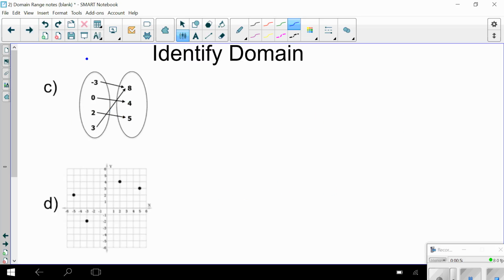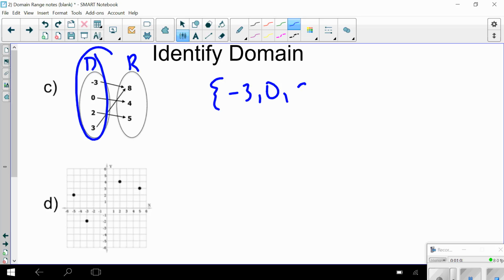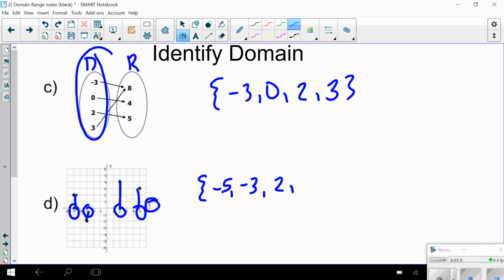In a mapping, my domain is my first bubble. Just like before, we write them in order from least to greatest with no repeats. To identify the domain in a graph, we want to take our points and pull them to the x-axis because it's my domain. So my x values are -5, -3, 2, and 5. My domain would be -5, -3, 2, and 5.